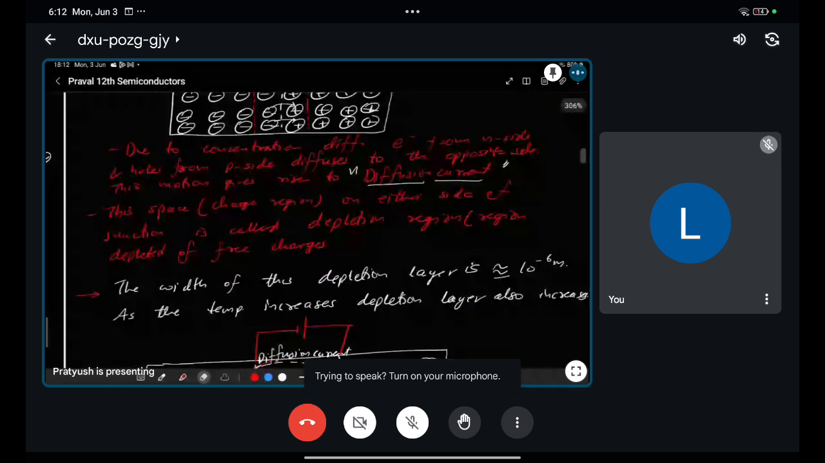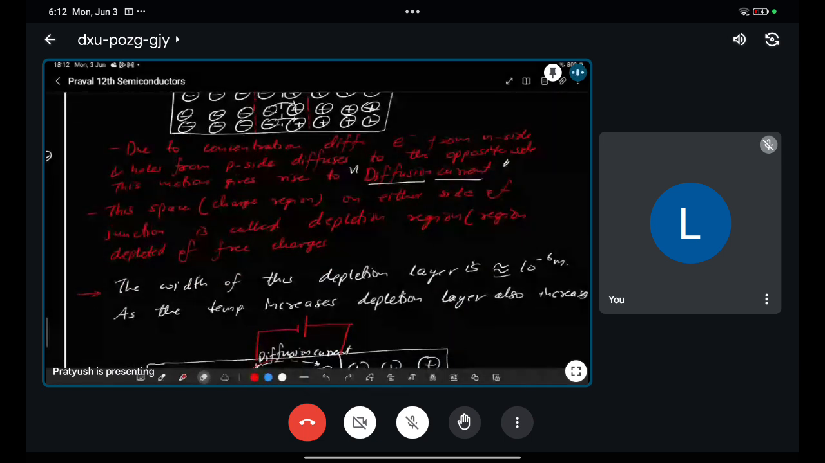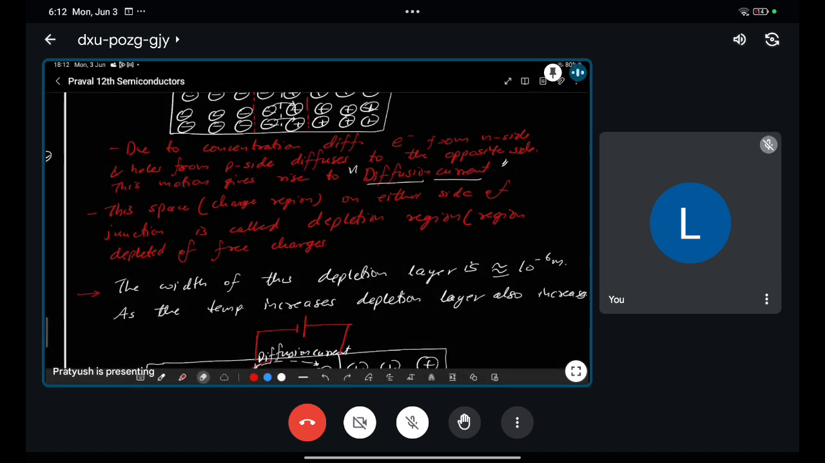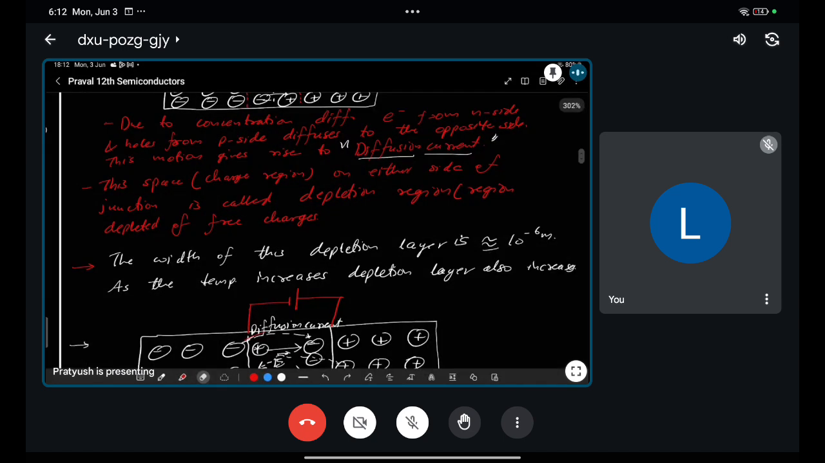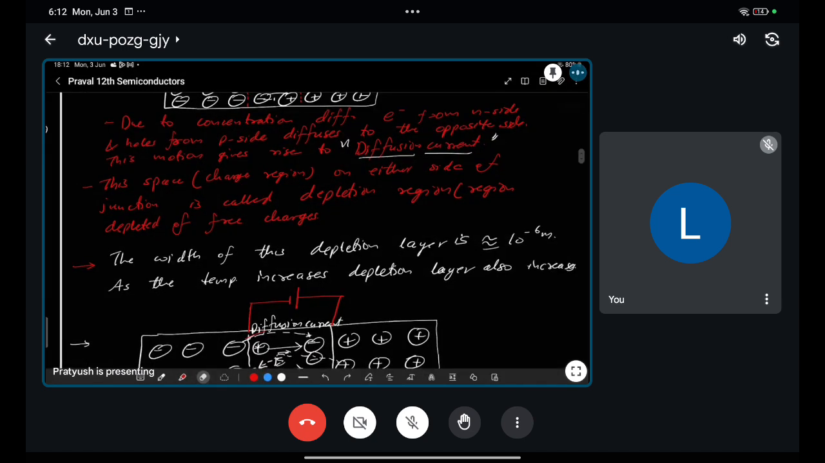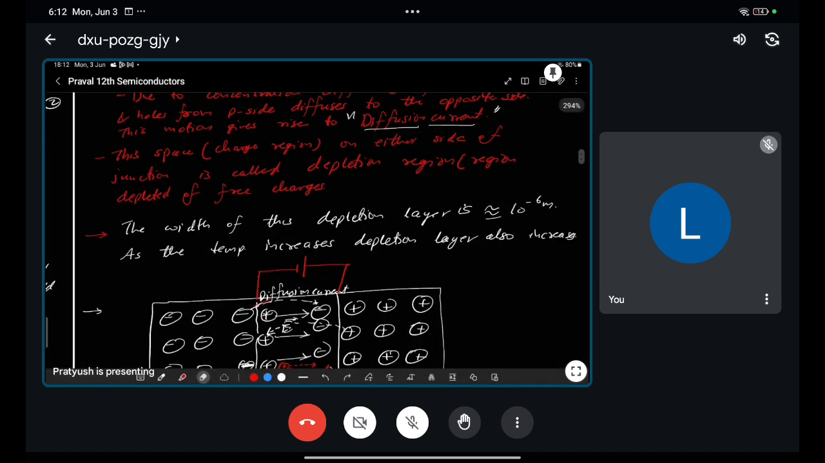Now this depletion layer is very, very thin. It is of the order of 10 to the power minus 6 meters, micrometers, okay? And as the temperature increases, this depletion layer will also increase. Take these points down.